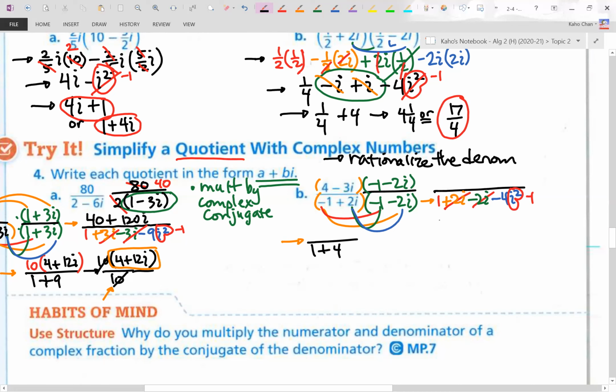All right, let's clean up the top first, though. The top has a binomial times a binomial. A lot of work there. Here we go. The middles don't cancel, though. These are not conjugates. 4 times -1.